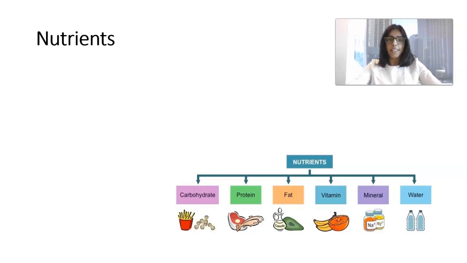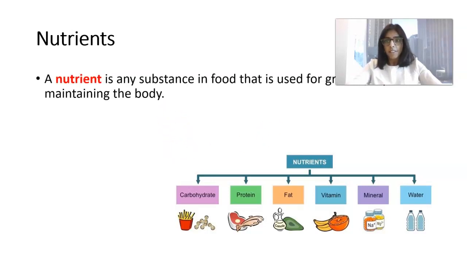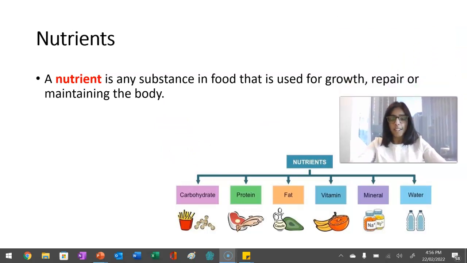So how do we get these reactions to occur in the first place? Well, we need to feed our body and therefore our cells with nutrients. The definition of a nutrient is any substance found within food that is used for growth and repair of maintaining a healthy body. And you can see from this graphic down here that we have a range of nutrients.